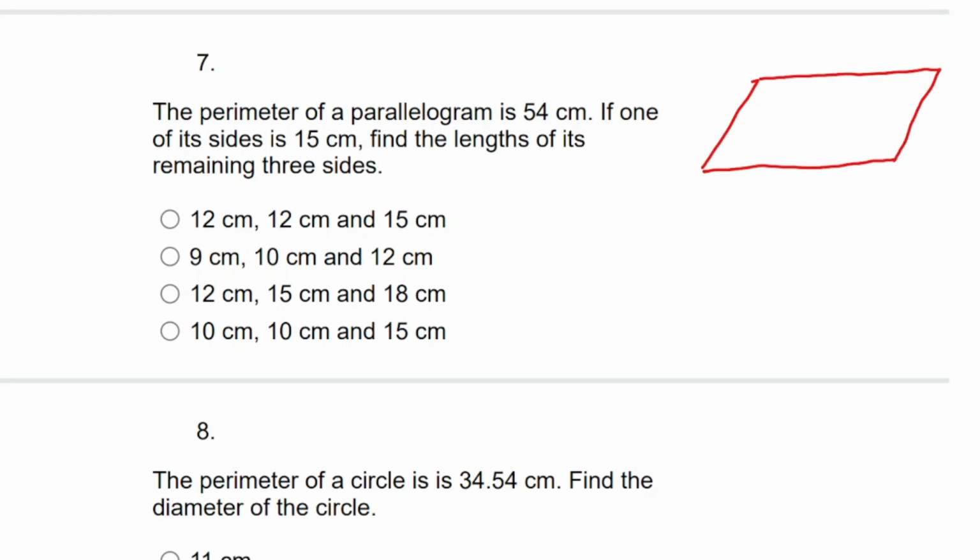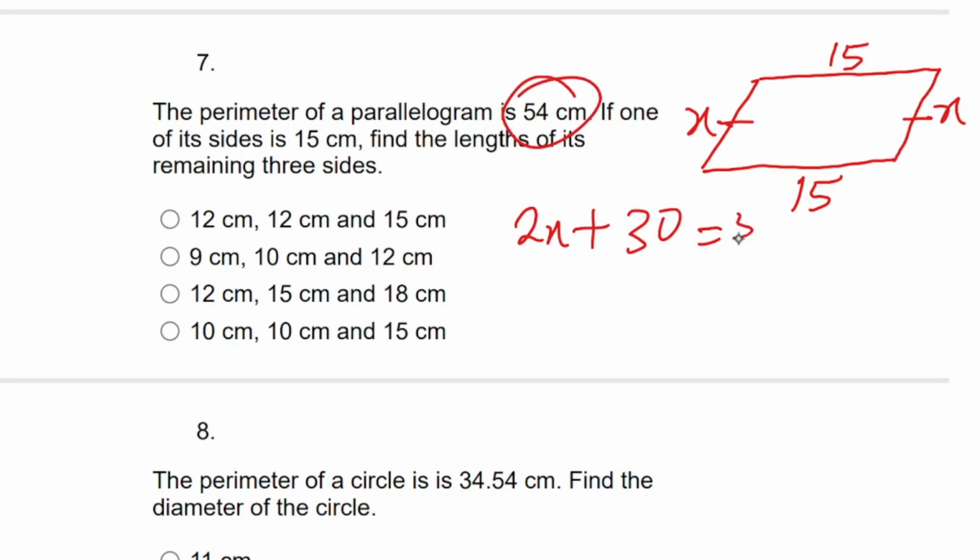Now, if one of the sides is 15, let's say this one is 15, all right? So this means we are given two sides, so the other one will also be 15. We don't know this and this, and they are the same. Let's say this is x, this is x. So that means 2x plus 30, that's the perimeter, equals 54, which we have been given.